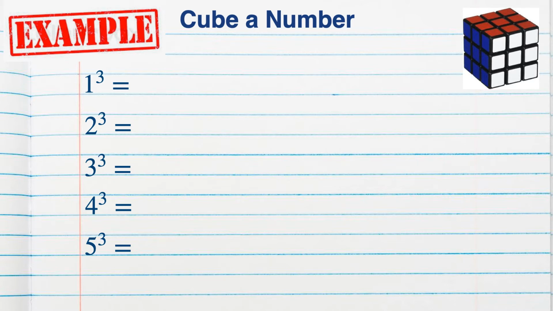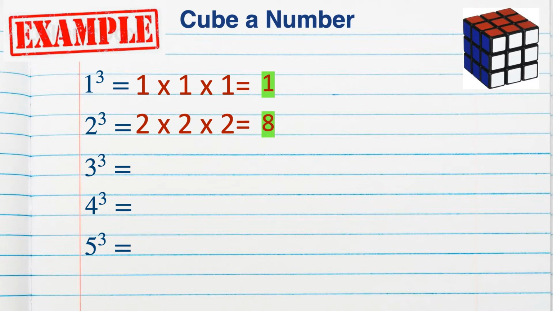1 cube is the same as 1 to the power of 3, which means we're multiplying the 1 by itself 3 times. 1 times 1 times 1. But 1 times 1 is 1, and 1 times 1 is going to equal 1. 2 cube. 2 cube is the same as 2 times 2 times 2, which is equal to, well, what's 2 times 2? 4. And what's 4 times 2?